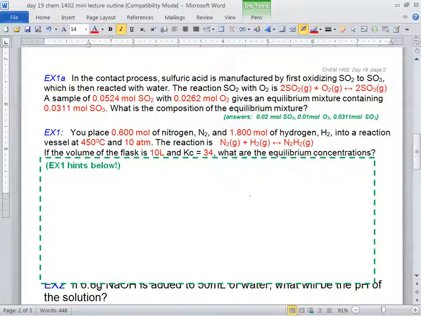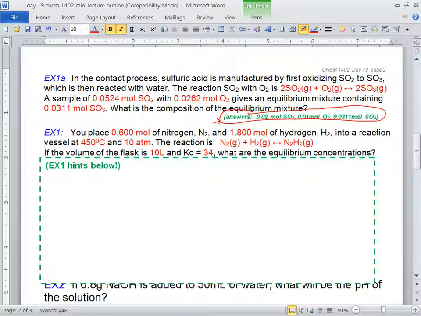These equilibrium composition problems. What is the composition of the equilibrium mixture? And there's all these answers there. I told you the answers are the moles of each one. How do you do this? How do you get these answers, this equilibrium composition? How the heck did we do that? Do you remember? Anybody remember?